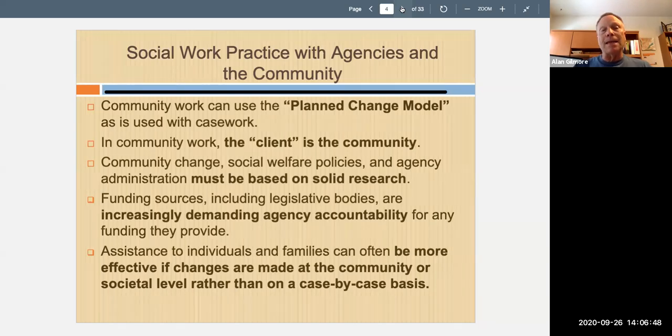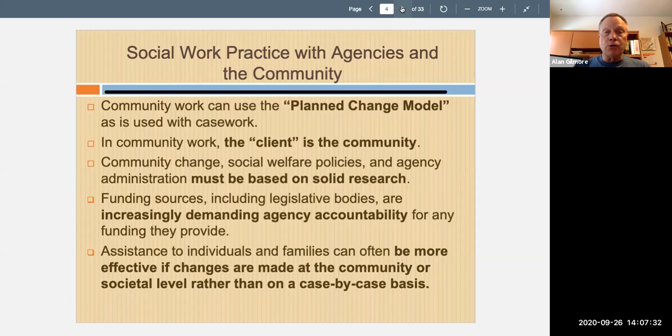Community work can use the plan change model as is used with casework. So what we talked about last week in terms of all of those elements and all of those processes that you use in terms of the plan change model, you can use that same model in terms of working in communities. The bottom line is, in community work, the client that you're working with is the community. And so as long as you're continuing to keep that in your focus, I think it'll help you understand how you can use any of the systems that we use with individuals, couples, families, or groups, and be able to apply it to a community setting.